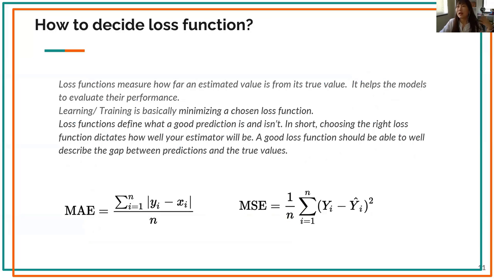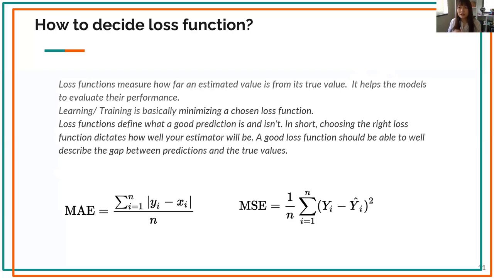So as I mentioned, it's a loss, so we need to have a loss function, right? How do we determine whether 1200 is a good guess? We need a loss function. A loss function measures how far an estimated value is from its true value, like how far 1200 is from 700. So it helps the model to evaluate its own performance.